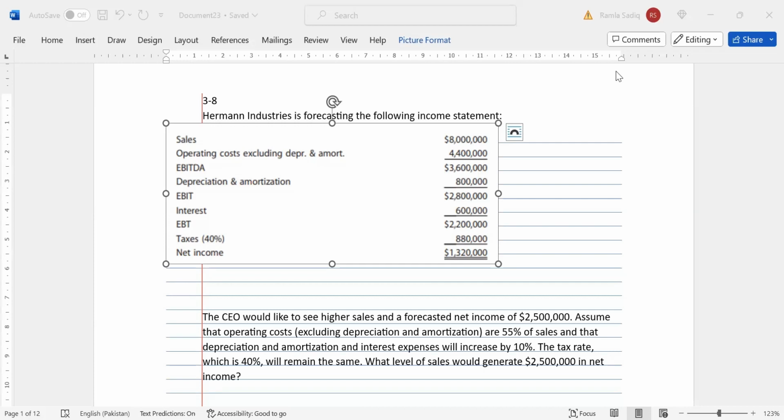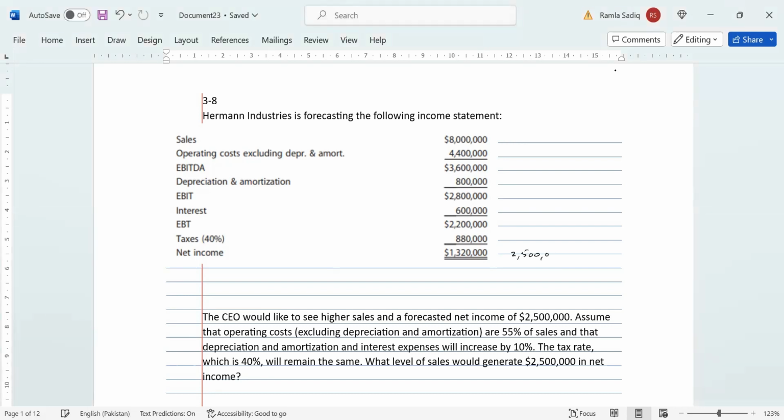All right. Now, moving forward, we want to calculate, in 3-8, a brand new income statement. To do so, we're going to see what they've given us. Herman Industries is forecasting the following income statement. The CEO would like to see higher sales and a forecasted net income of $2.5 million. That means this number over here is going to be $2.5 million. Assume that operating costs, excluding depreciation and amortization, are 55% of sales. This is a critical piece of information. And the depreciation, amortization, and interest expenses will increase by 10%.